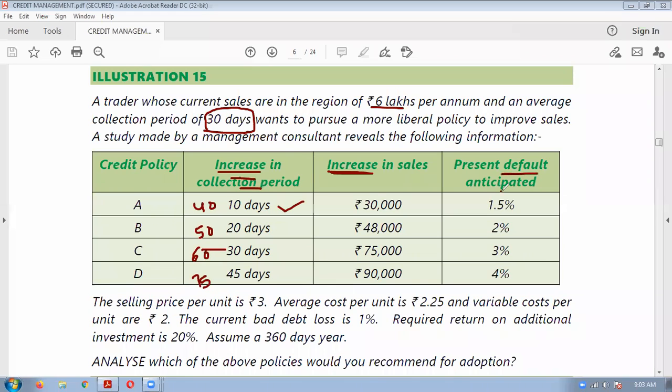Default anticipated means bad debts risk. The more the credit period, the risk will go on increasing. Understood? Current bad debts is 1%. Means if the credit period is 30 days, it is 1%. So if you go on increasing it, the bad debts risk is increasing. Everybody is seeing this part? So sales is increasing, bad debts is also increasing.